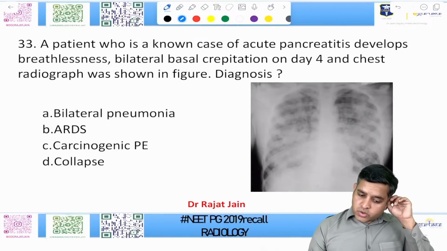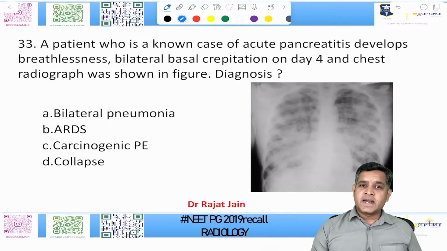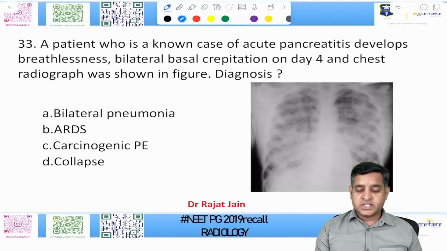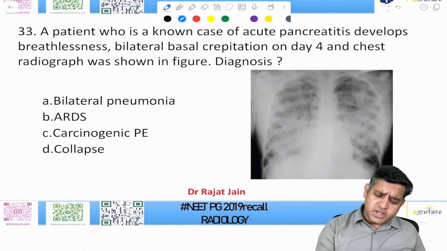A patient who is a known case of acute pancreatitis developed breathlessness. Bilateral basal crepitations on day 4 and chest radiograph was shown. What do you see? See, history is telling you everything. Acute pancreatitis patient now develops breathlessness and crepitations.